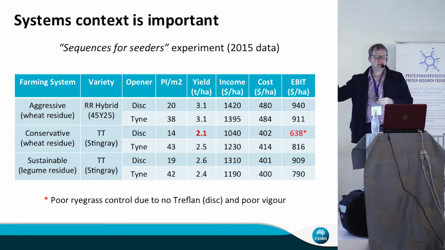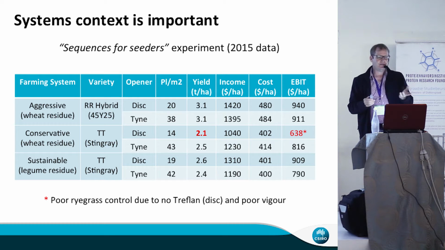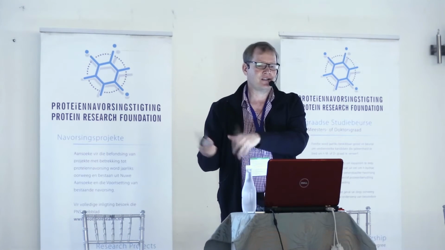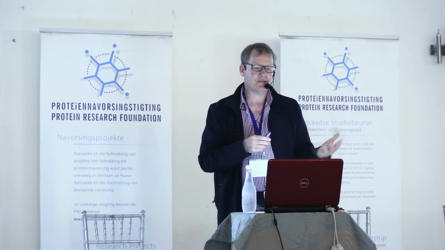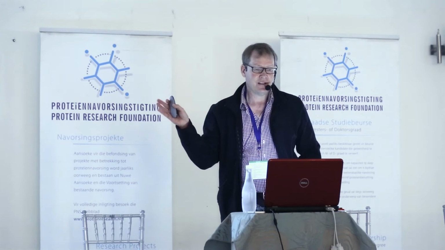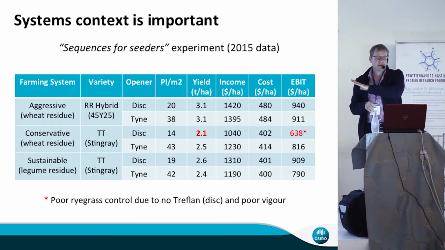The one I've marked in red was the one that didn't do so well, the disc seeder in that conservative system, and that was related to the fact that the Treflan didn't work. This had a lot of herbicide-resistant ryegrass, and so it was really about not controlling the weed well enough in that system. That's why that disc system didn't succeed there. And you can see even with differences in plant establishment at the yield levels we were achieving, it wasn't so much that, it was other things to do with costs and other issues. So it's just important to put things into context.